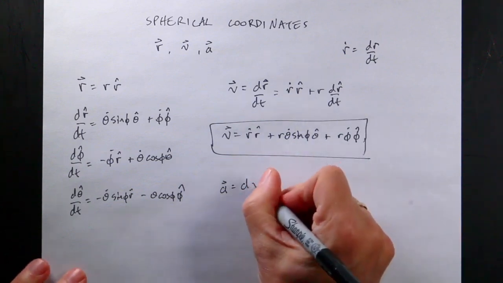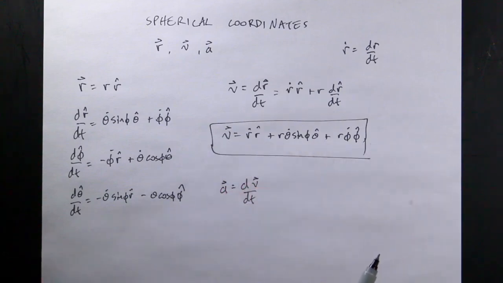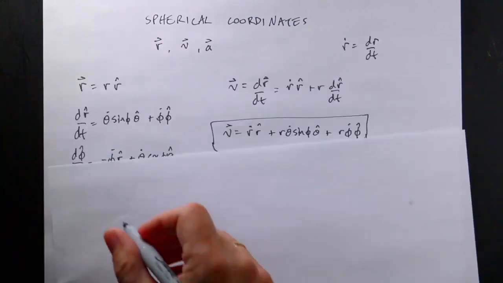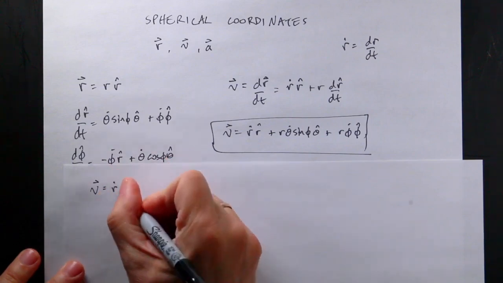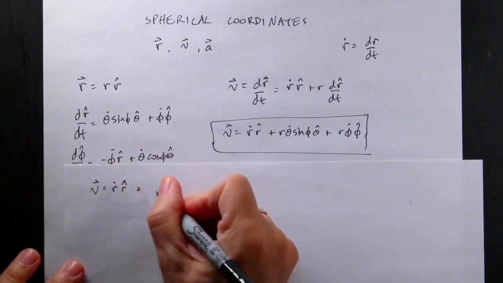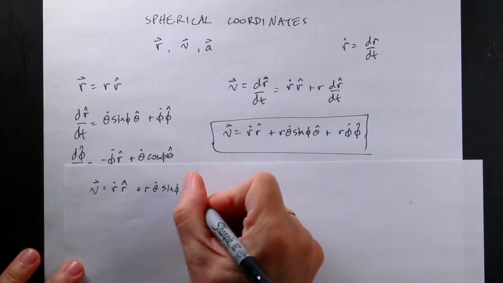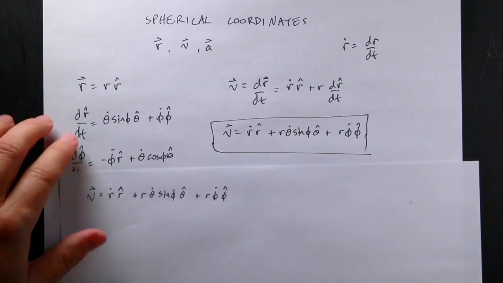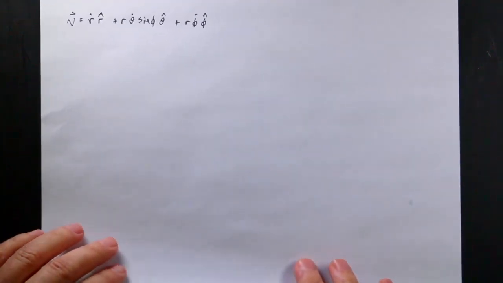So the acceleration is going to be dv/dt. So I have to take the derivative of this with respect to time. Let's write that up at the top so I won't forget. So v equals r dot r hat plus r theta dot sine phi theta hat plus r phi dot phi hat. Now, I'm going to need to remember these things too, so I'm going to put this paper up here so I can see it. And if you write that down off to the side, you may need to reference back to that.